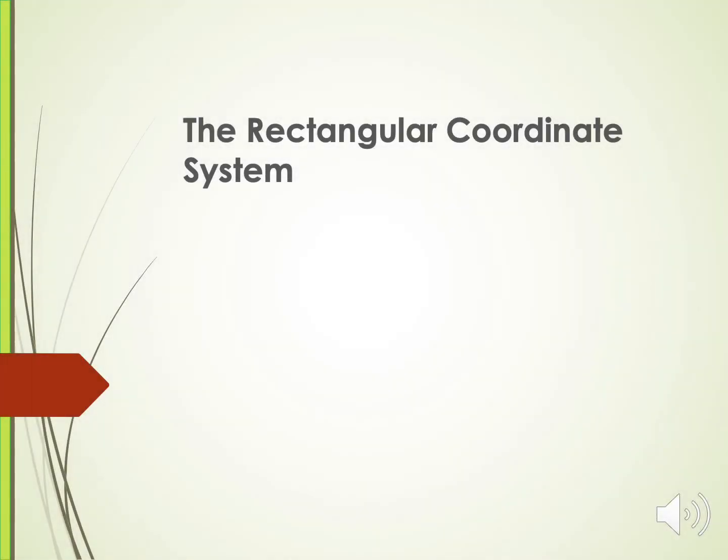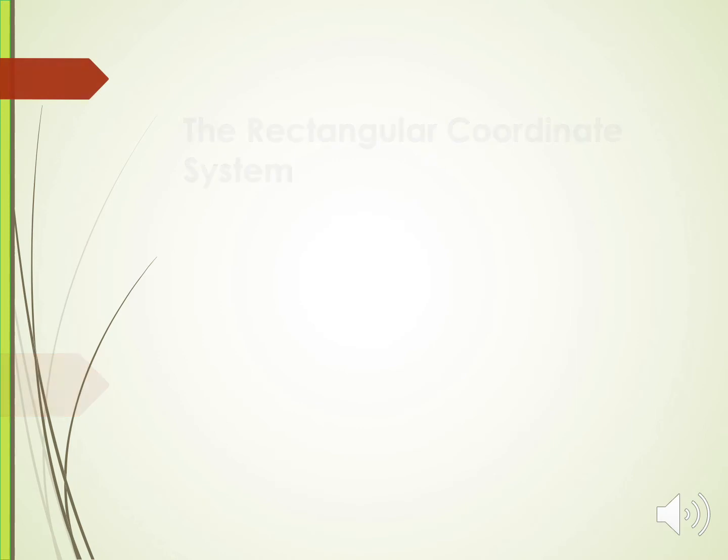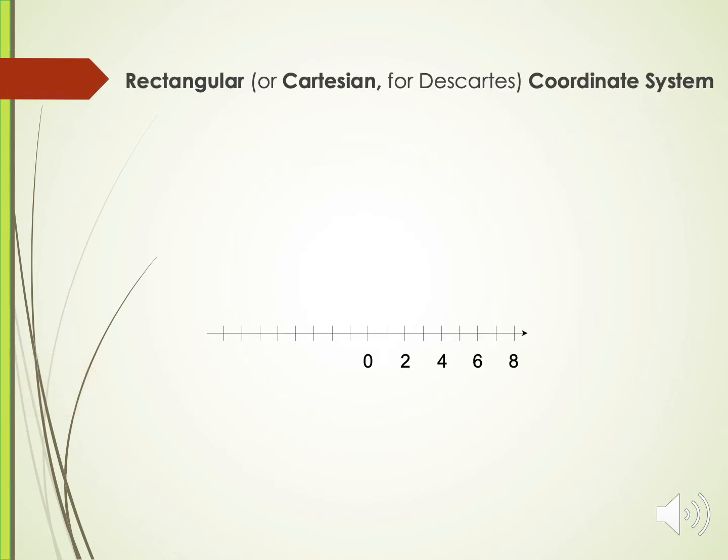The rectangular coordinate system, that is going to be the topic for our discussion. Okay, so the rectangular coordinate system, or others call that one the Cartesian coordinate system or the Descartes coordinate system. It is composed of the x-axis, so suppose you have this one having the points -8 to +8, and the y-axis.